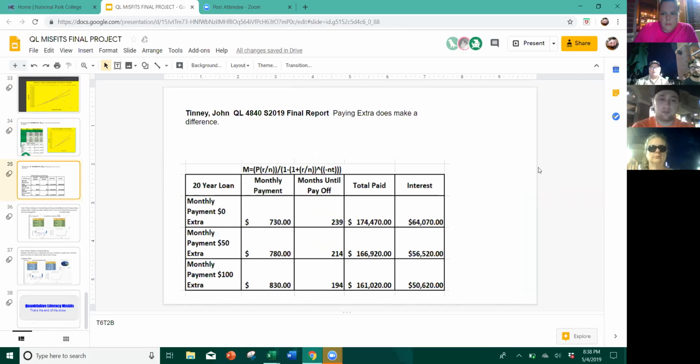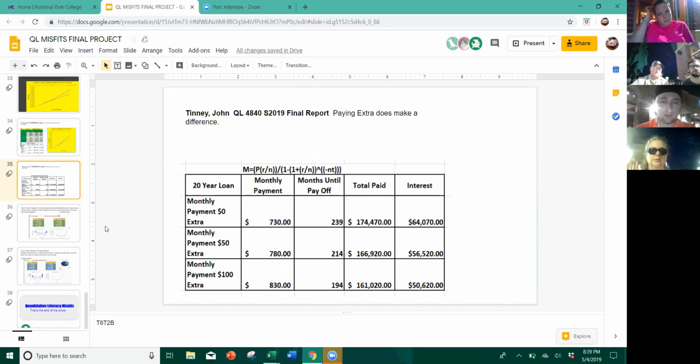This graph right here shows how much paying extra makes a difference in a 20-year mortgage. It shows what you would pay if you paid the regular payment: it would take you 239 months to pay, you would pay a total of $174,000, and you'd pay $64,000 of interest. If you only paid $50 a month extra on top of your monthly payment of $730, which would make it $780, so don't go out and eat as much, you pay off your loan almost 2 years earlier. You would pay about $8,000 less, and almost $8,000 less in interest.